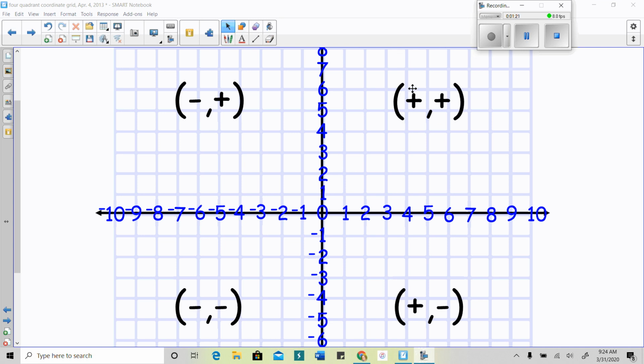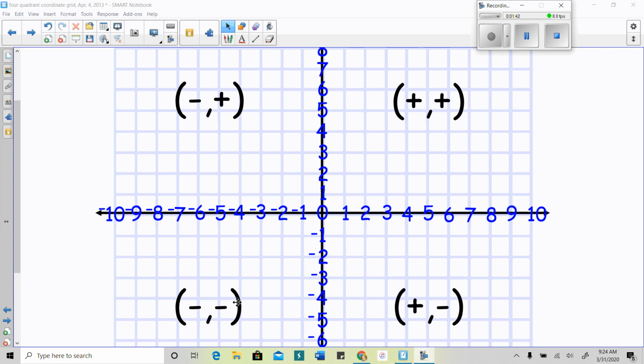In the right, the one that we've already worked with is the positive coordinate, because both my x value, which is on the left, and my y value, which is on the right, will be positive. Now, this section to the left is the negative positive coordinate, because the value on the left, my x coordinate, will be negative, but my y coordinate will be positive.